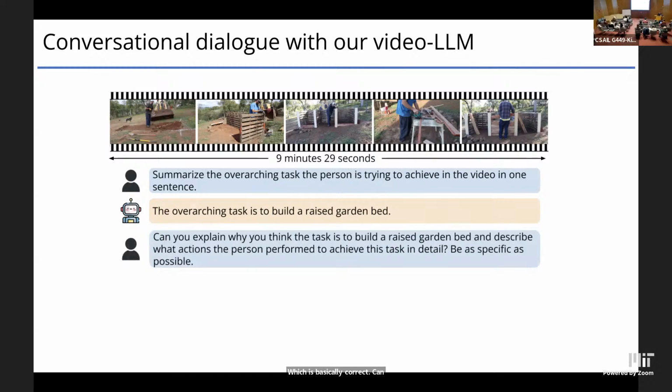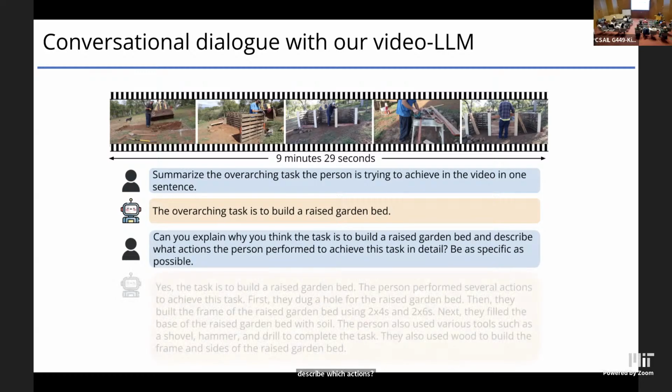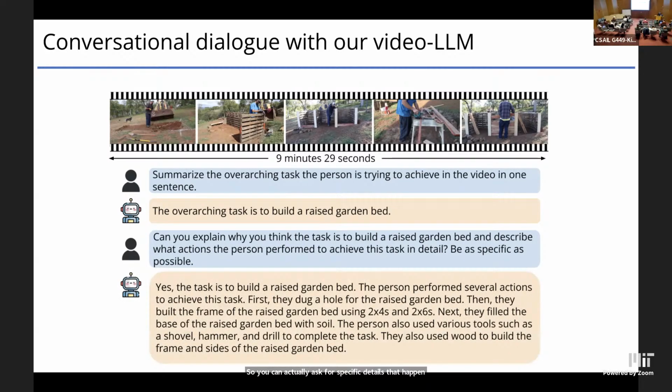Can you explain why you think the task is to build a raised garden bed and describe which action? So you can actually ask for specific details that happen as well. And it will say, they dug a hole first and they built the frame, then they filled the base of the frame and so on. So it can also give a more detailed description. And we've applied it to question answering as well. So like asking questions about the video and then evaluating multiple choice style on those benchmarks. So that's kind of the brief summary of the model.